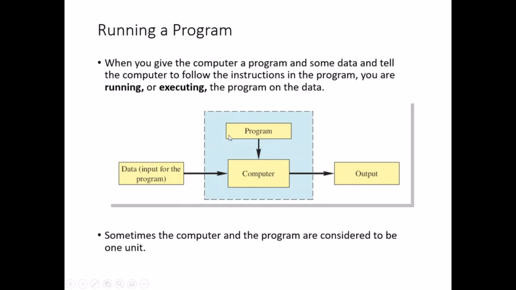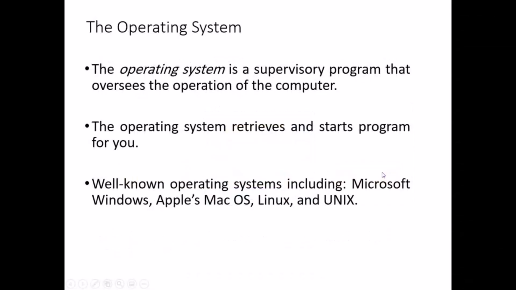This is a picture of how computers run programs. In the middle is the computer. If the computer wants to run a program, it needs data, which is input. After the program is running or executing, it will give an output. Sometimes the computer and the program are considered as one unit, but usually the computer takes the program with the data, runs or executes the program, and gives the output.